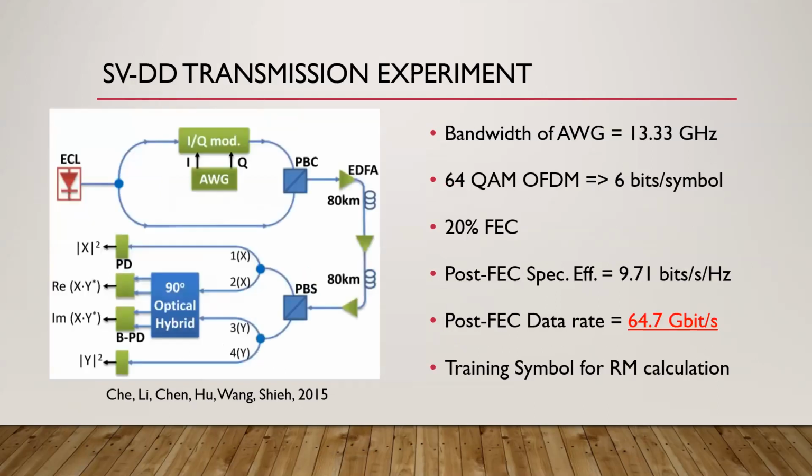This is a particular experiment that was described in the paper that most of this presentation was based upon. This is where the guys who wrote the paper set up a particular circuit, transmitted and then recorded the signal using the Stokes vector direct detection method. On the right hand side, we've got some of the data in terms of the 64QAM modulation format, bandwidth, and so on.